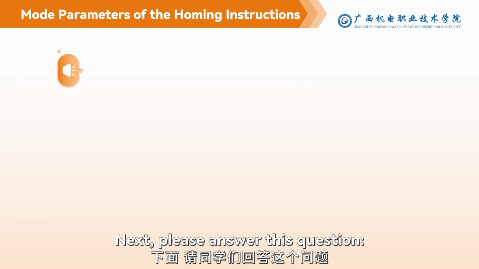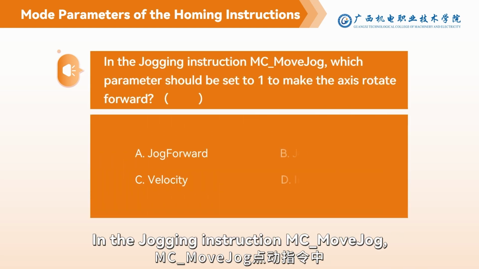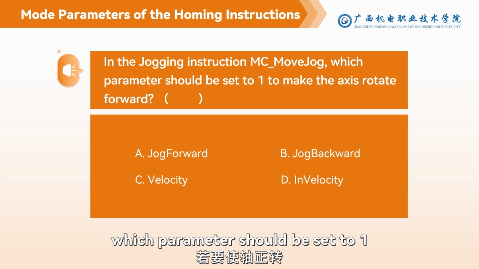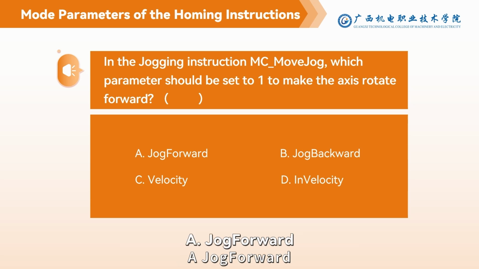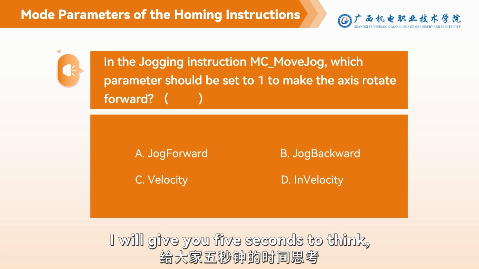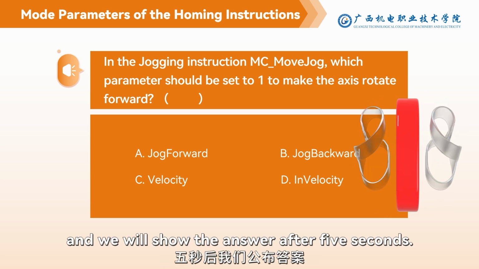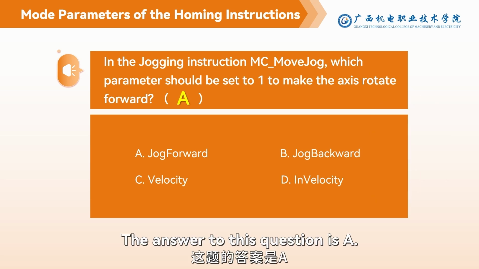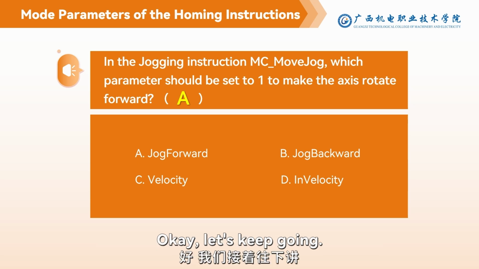Next, please answer this question. In the jogging instruction MC Move Jog, which parameter should be set to 1 to make this axis rotate forward? A. Jog forward. B. Jog backward. C. Velocity. D. Invelocity. I will give you 5 seconds to think, and will show the answer after 5 seconds. The answer to this question is A. Did everyone choose the right answer? Okay, let's keep going.